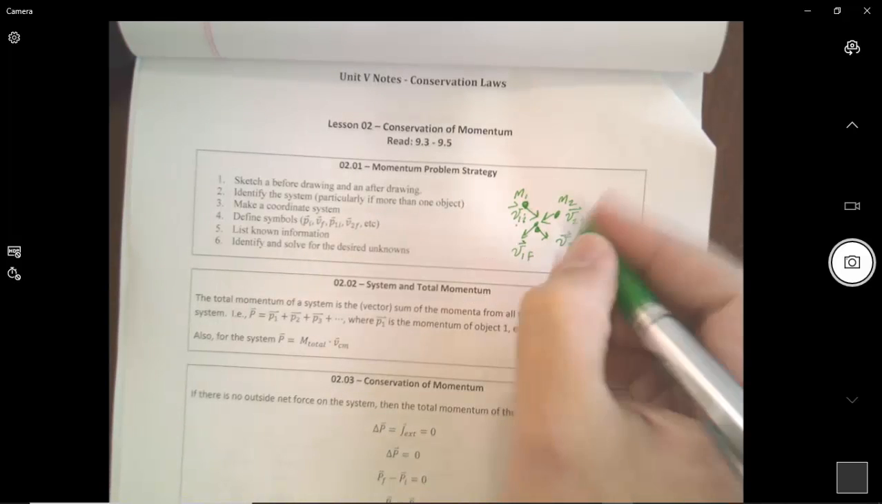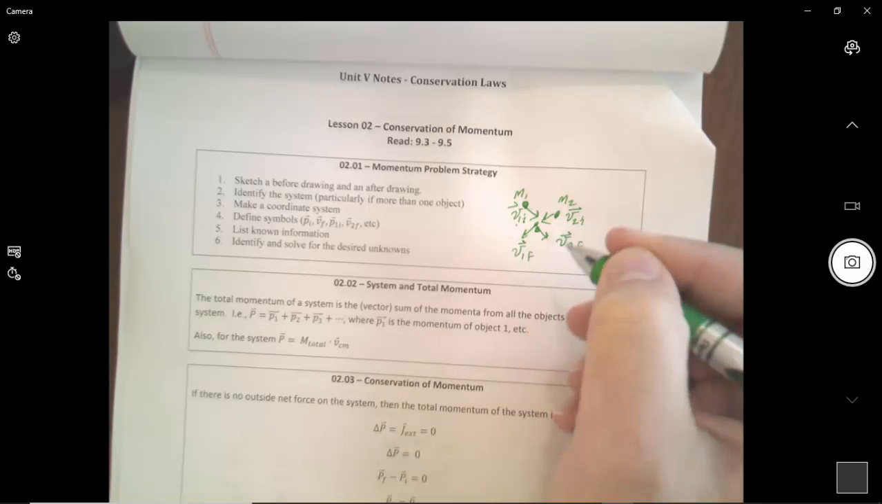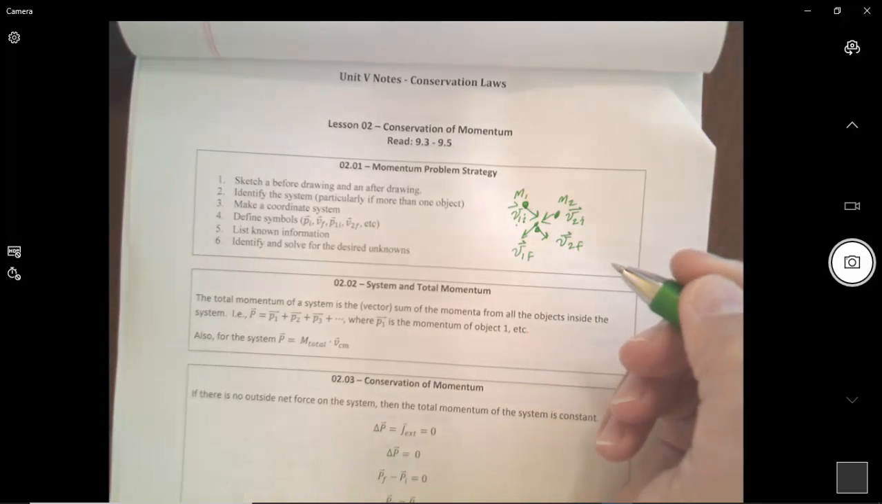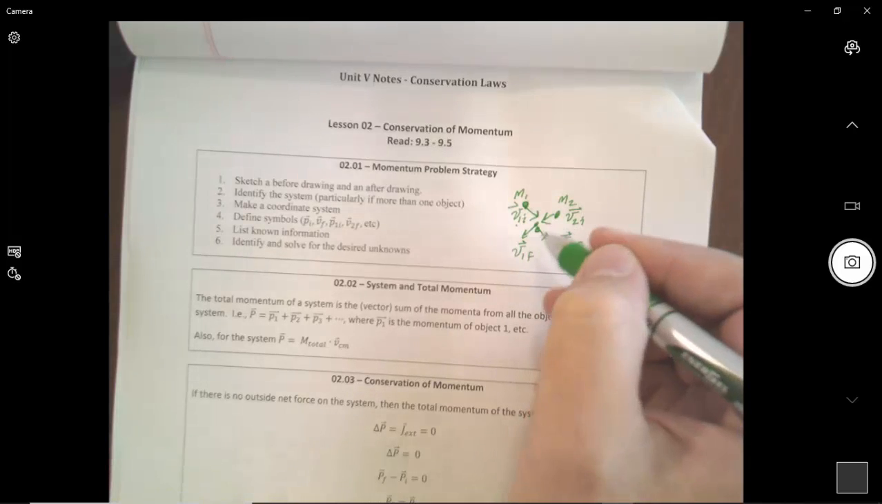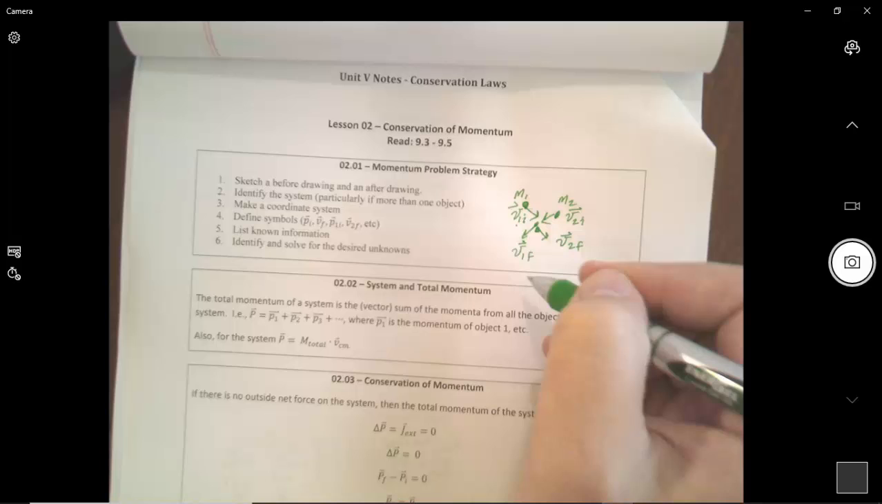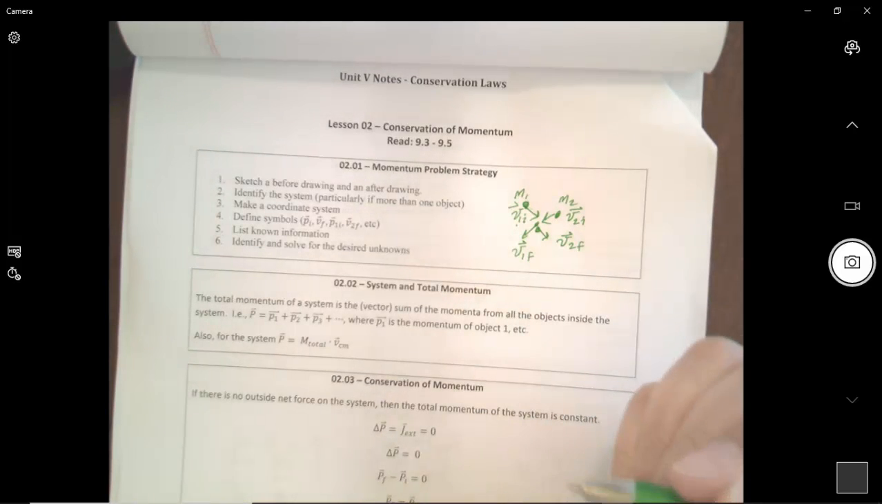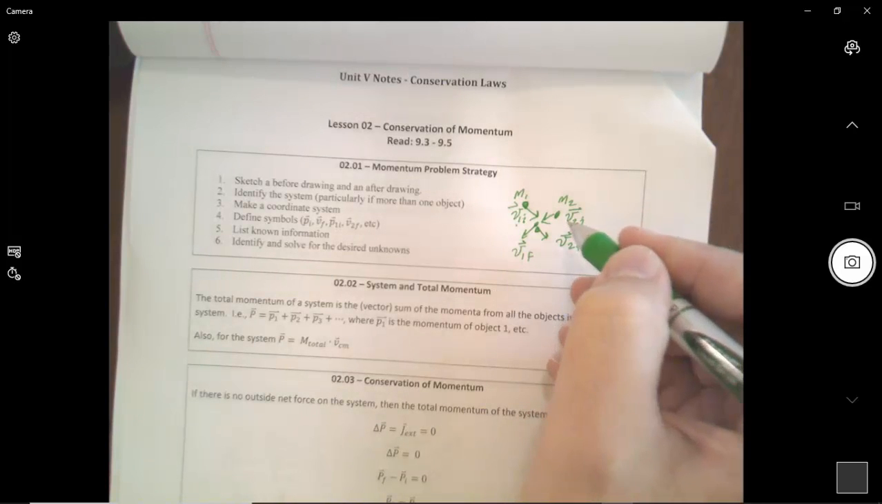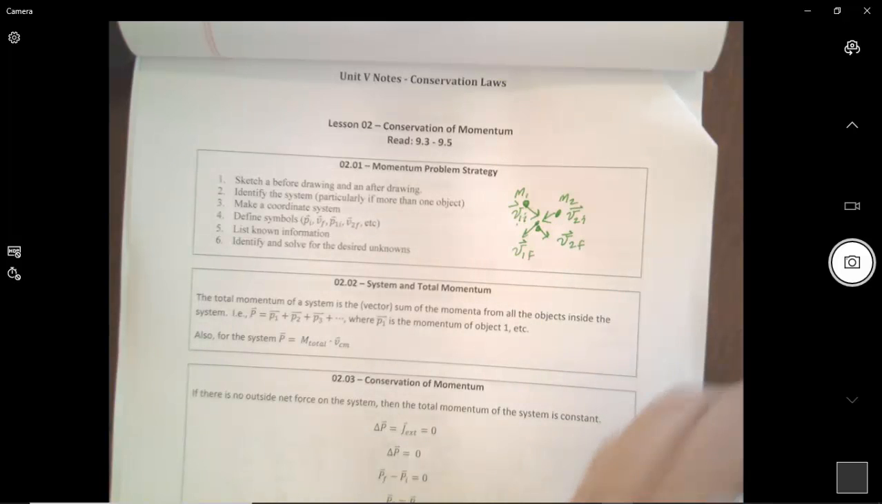So a system is a collection of objects that we're interested in tracking during a problem. They are usually going to be interacting with one another. They might be interacting with something else. Anything else they interact with, we consider the environment. And we want to figure out what happens to them from the beginning of the problem to the end of the problem.